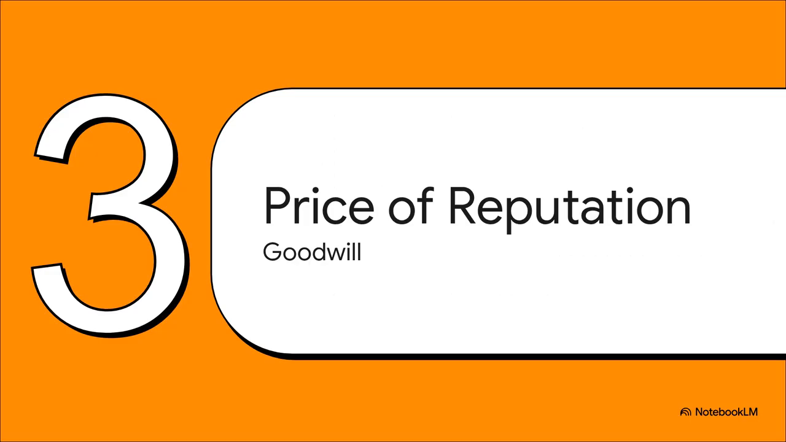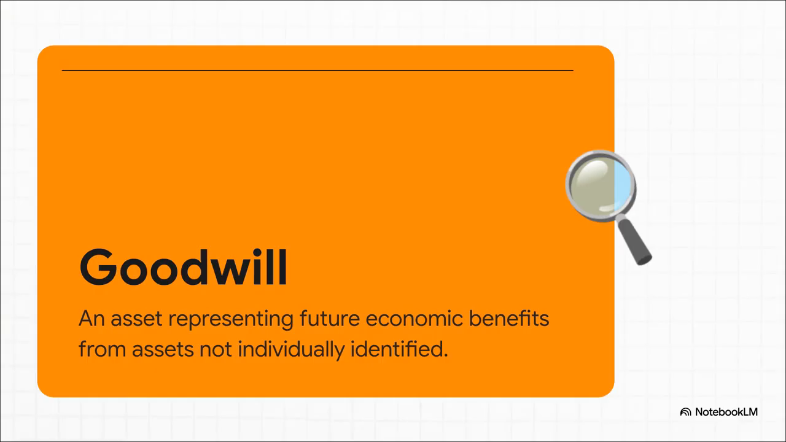So let's tackle our first puzzle. When a parent company buys a subsidiary, it almost always pays more than what the subsidiary's assets are worth on paper. Why? Well, they're paying for its reputation, its brand, its loyal customers. And in the world of accounting, that extra premium you pay gets a special name: goodwill. So, what's the official definition?